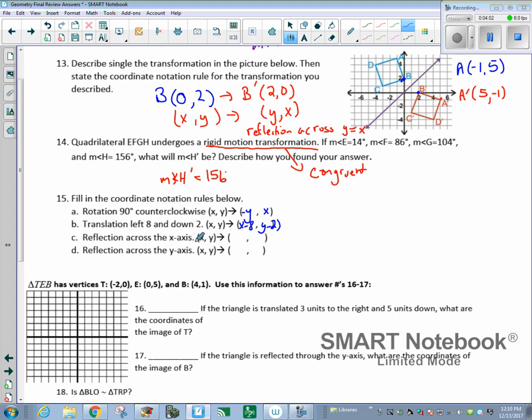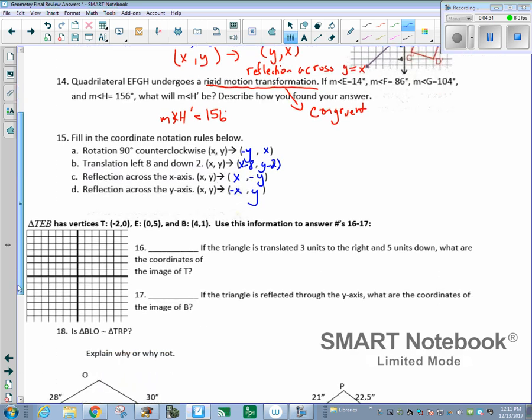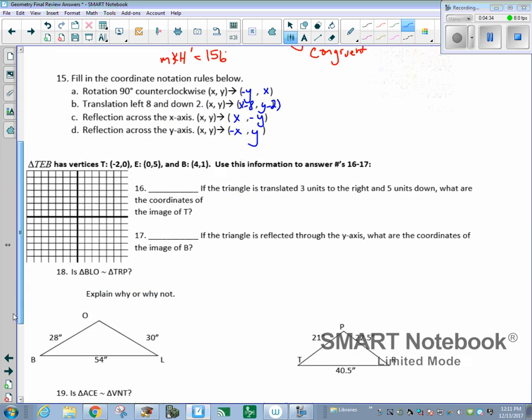When we reflect across the x-axis, we're reflecting from the top to the bottom, or the bottom to the top, so the only thing that changes in the rule is that the x remains the same, but the y changes signs. Last, when we have a reflection across the y-axis, something similar happens. We're going from right to left or left to right, so the x will change signs and the y remains the same. Okay, as we move along, we're going to move down to problem number 16.